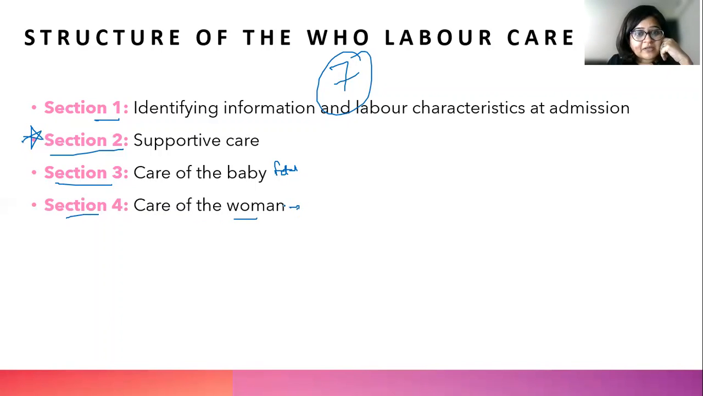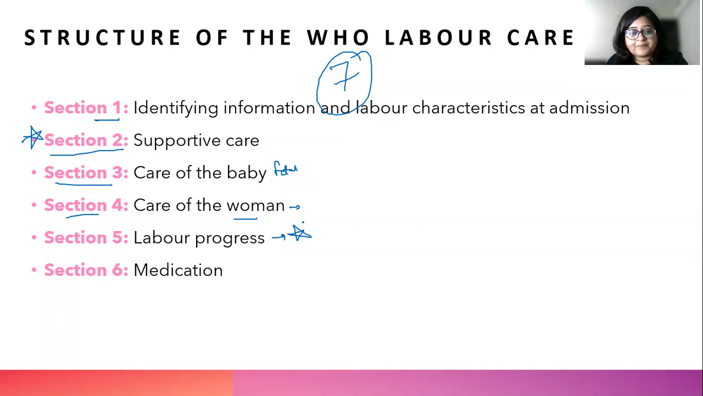That means her vital parameters, her urine ketones, proteinuria, all that comes under care of the woman. Section 5 is labor progress, which again is majorly changed in this, and we will come to that. Section 6 is whatever medication she's getting. Have you started on IV fluids or oxytocin, any pain relief? All that comes under section 6.